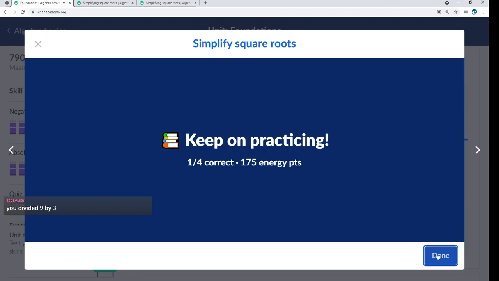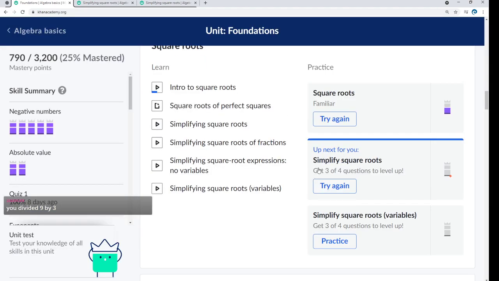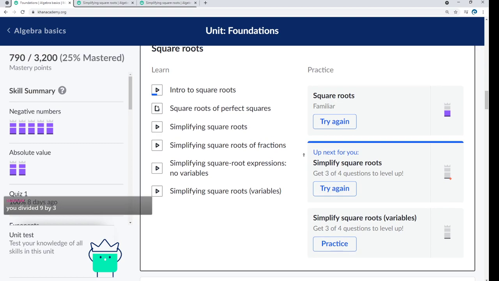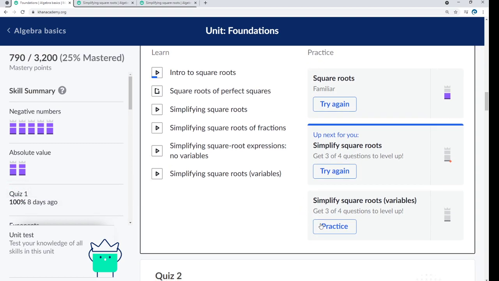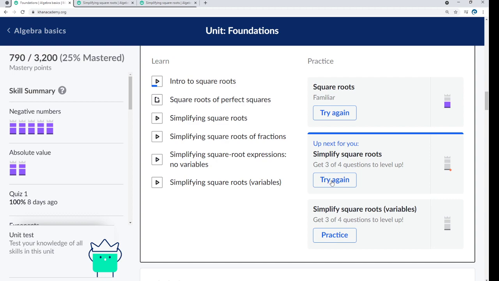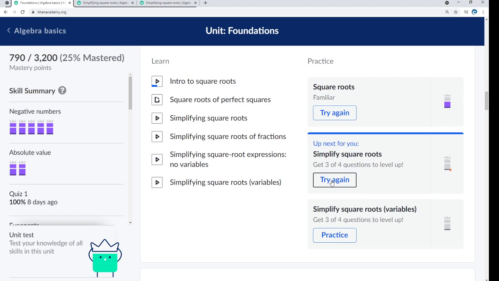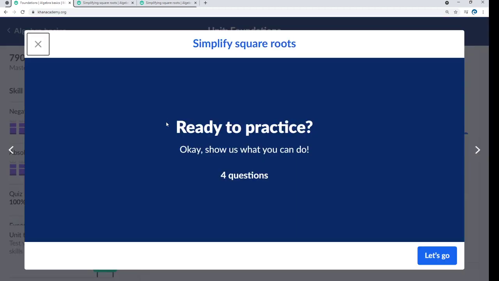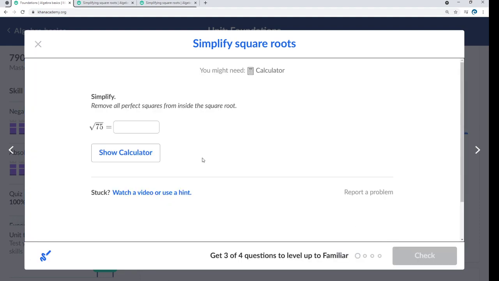I guess I need to try this again. I did not get 3. Oh, I didn't even get the simplifying square. Oh gosh, I've got to do all this again. Okay, all right, gonna try it.